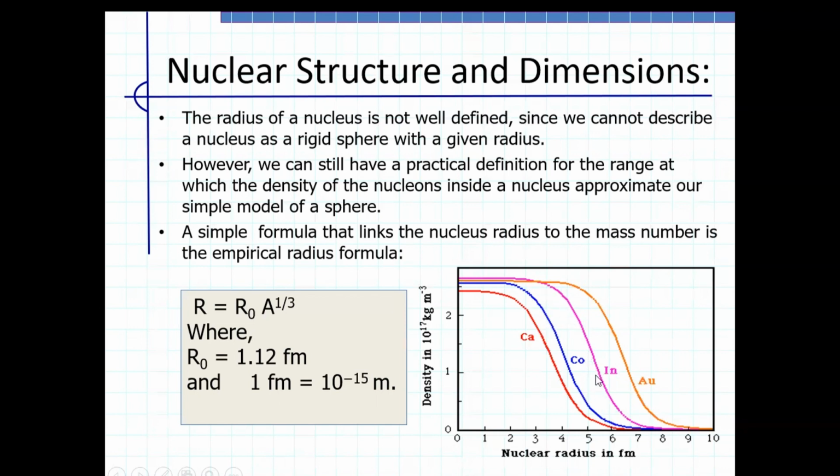It is a sharp decrease, but with a certain tail, and this tail actually is the cloudy part, the fuzzy part of the nucleus. But the rest of the nucleus is very rigid and very straightforward, forming a good analogy with the sphere, and therefore we can use this empirical relation.